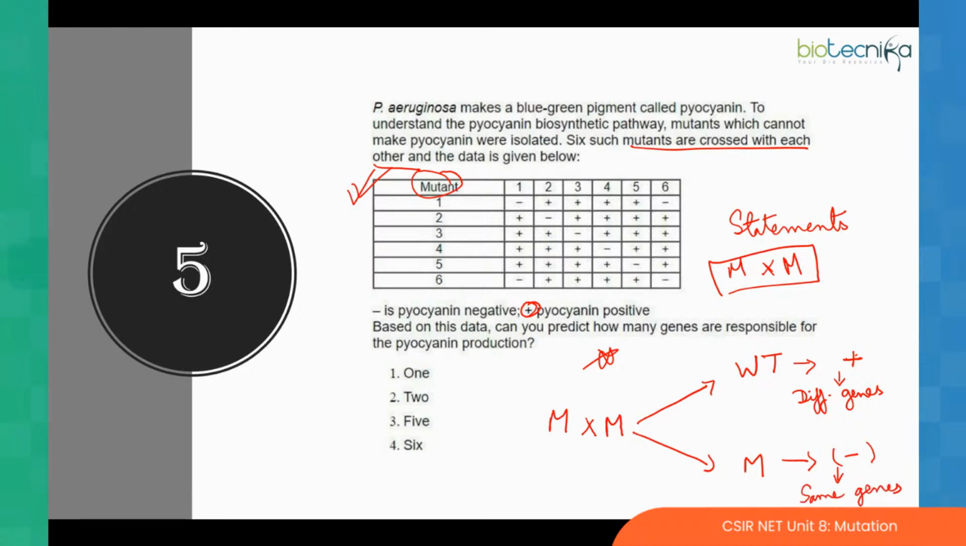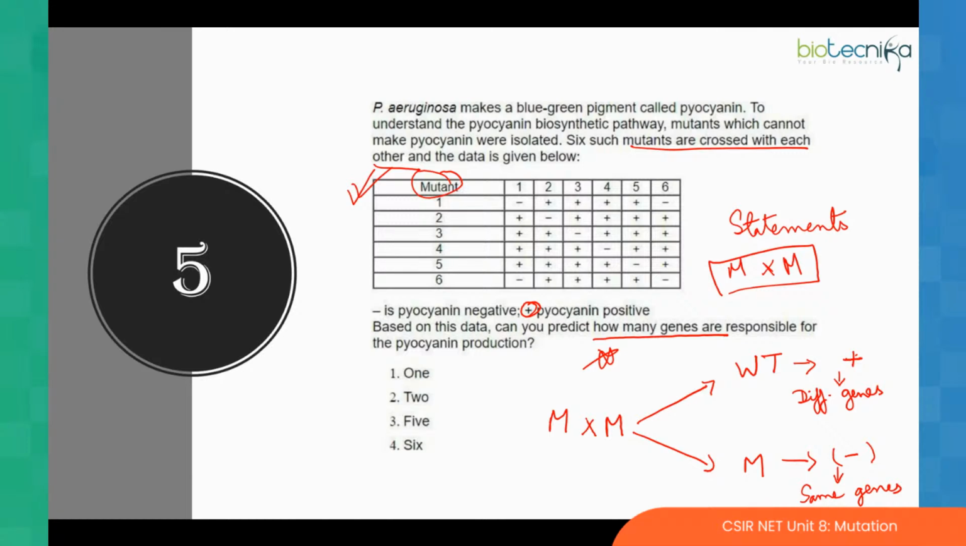Now the question is, based on the data, can you predict how many genes are responsible for pyocyanin production? So basically you have to find out how many complementation groups there are, and whatever the number of complementation groups, that many genes are responsible for pyocyanin production.